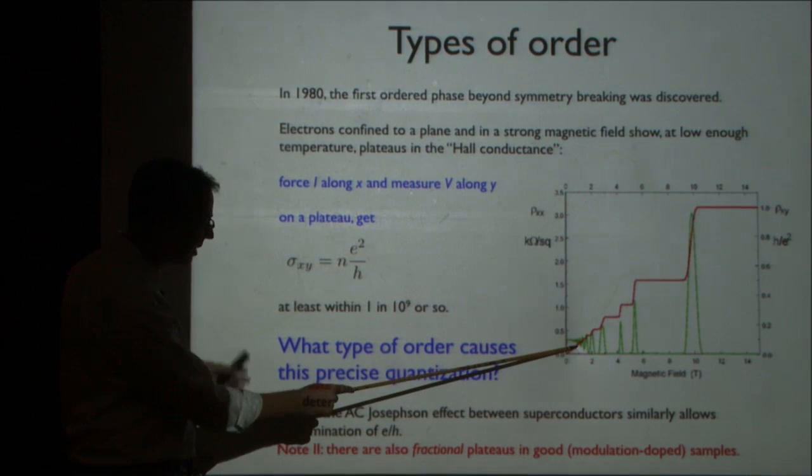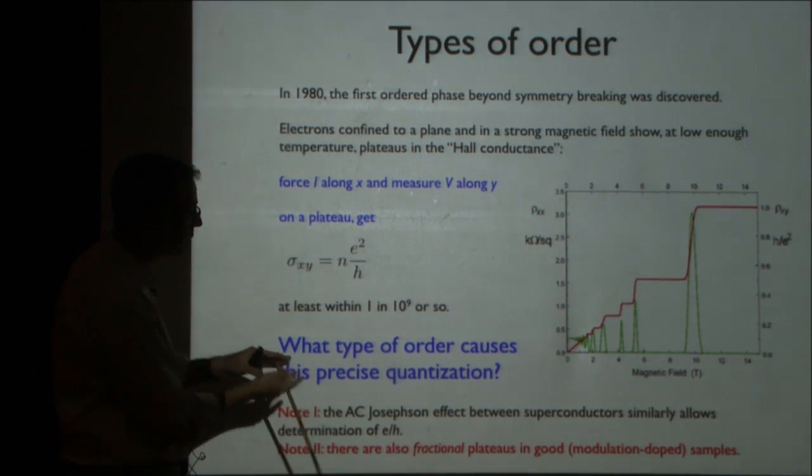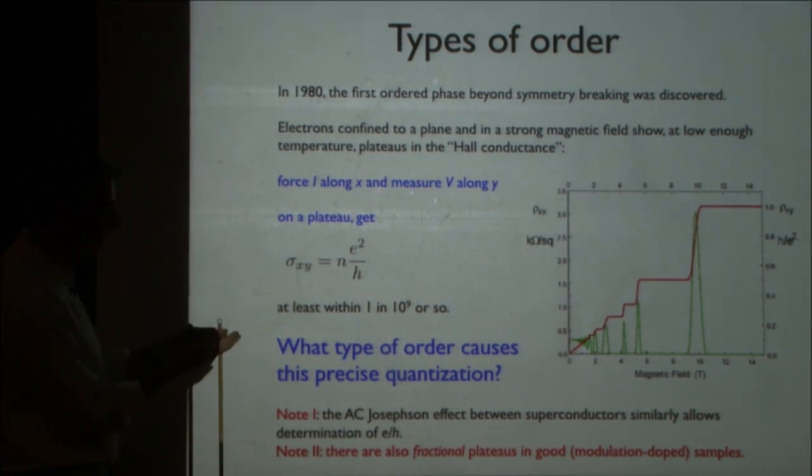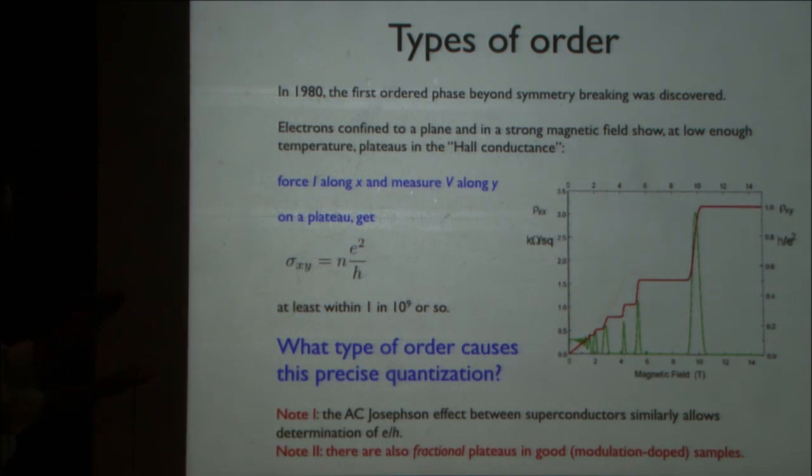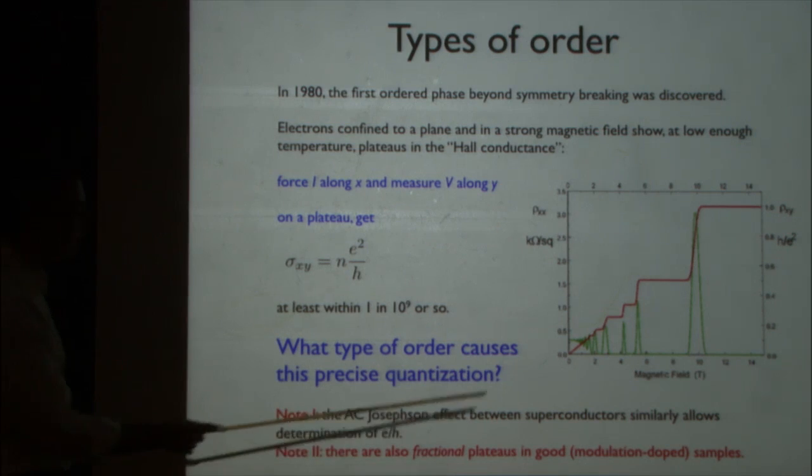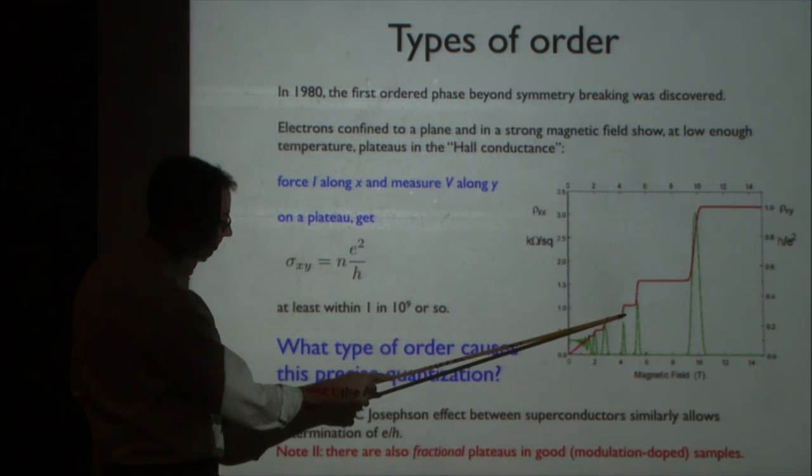And people around 1980 started doing this on two-dimensional electron gases, where the quantum state of the electrons in the third direction is essentially fixed. So they have no motion in the third direction. They only move in the plane perpendicular to which the field is applied. And what you see are these plateaus.